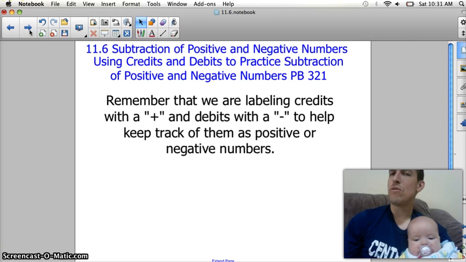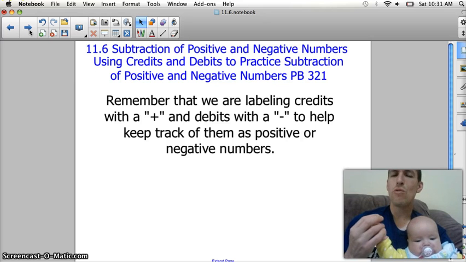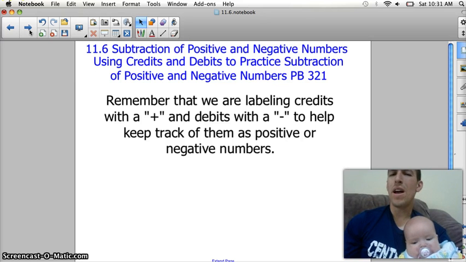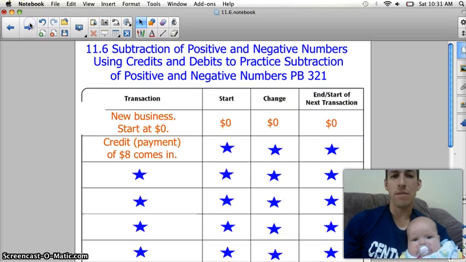Now, this is very confusing. This confuses a lot of people. So spend some time and think about this, and we will practice this in class if it doesn't make sense. But really delve in to say, what do you mean by subtracting? Remember that when we're labeling a credit, we do it with a positive sign, and a debit, we do it with a negative sign to help keep track of positive and negative numbers.